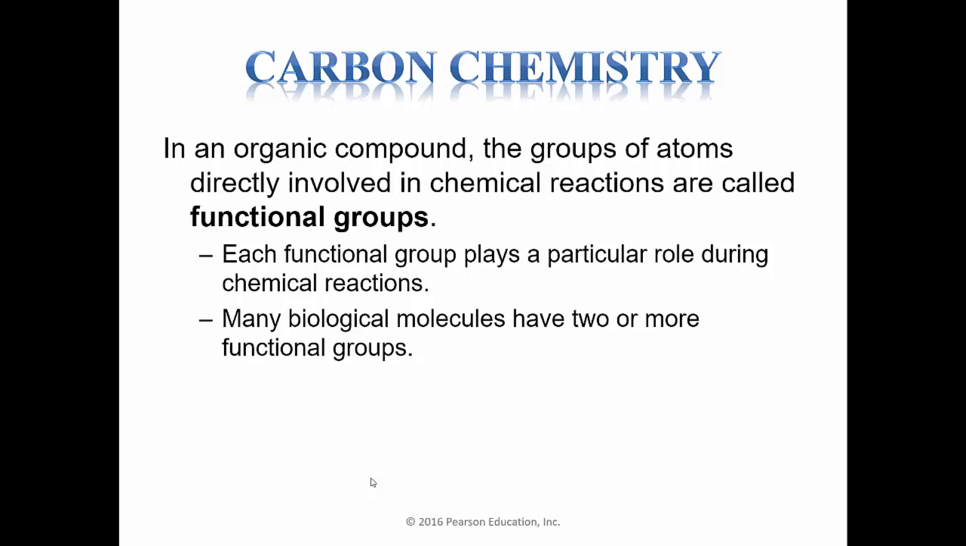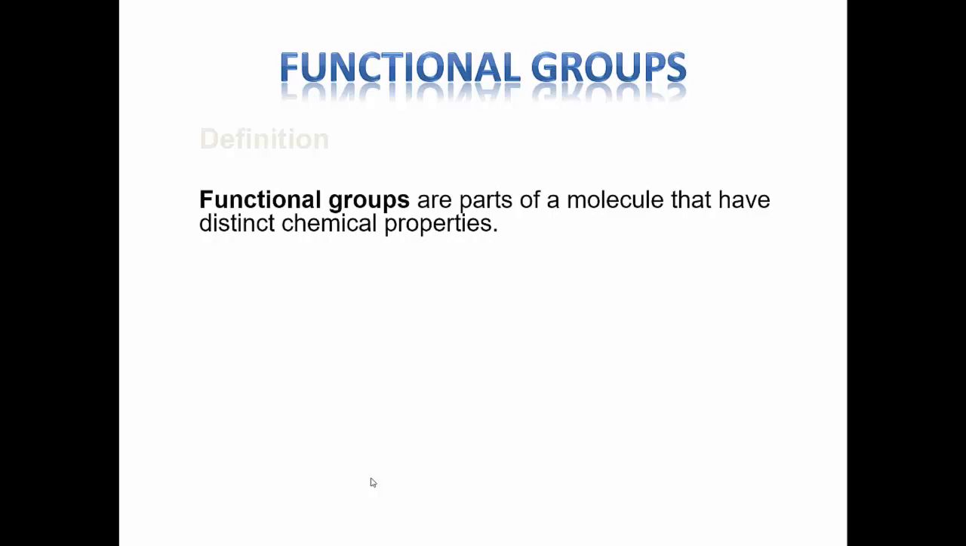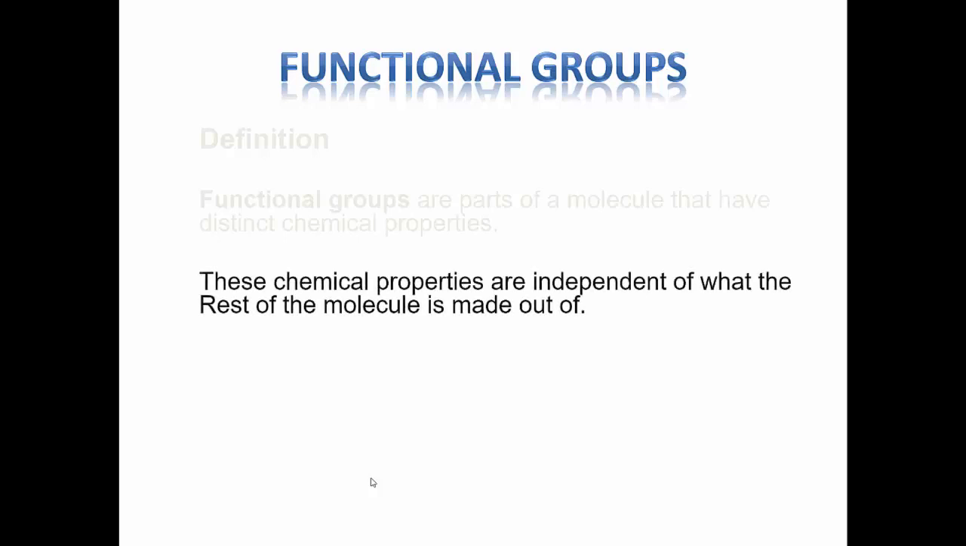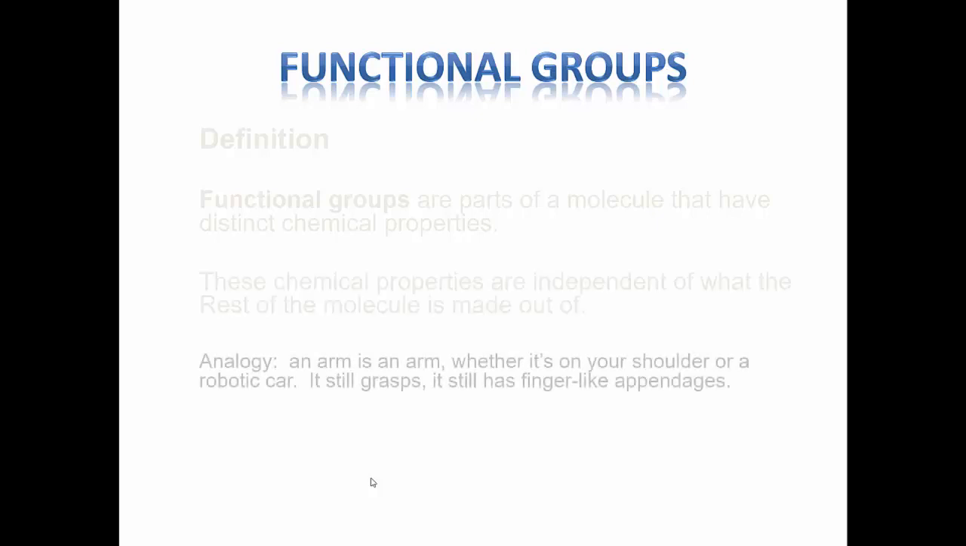Okay, so as I said, there are these functional groups, and each one plays a particular role during chemical reactions. Many biological molecules generally have 2 or more functional groups. The formal definition: a functional group is a part of a molecule that has distinct chemical properties, and these chemical properties are independent of what the rest of the molecule is made out of. So a functional group can be hydrophilic, whereas the rest of the molecule might not be. For example, your arm's an arm, whether it's on your shoulder or on a robot car driving around. It still grasps, it has finger-like appendages, etc.